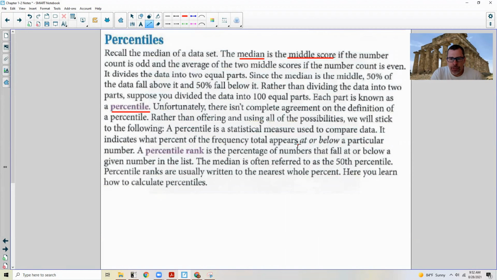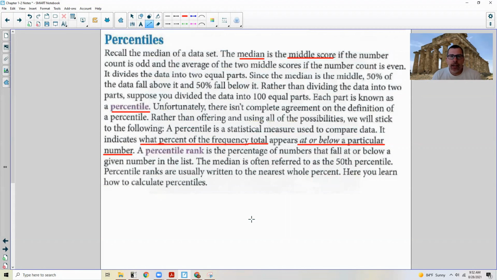Okay, so there's the key here. What percent of the frequency total appears at or below the number? A percentile rank is the percentage of numbers that fall at or below a given number in the list. The median is often referred to as the 50th percentile. Percentile ranks are usually written to the nearest whole percent. Here you can learn how to calculate the percentiles.